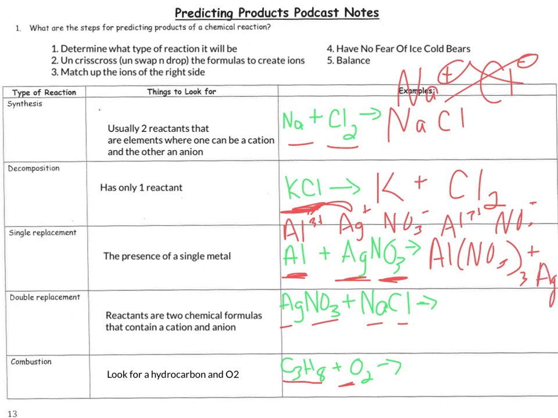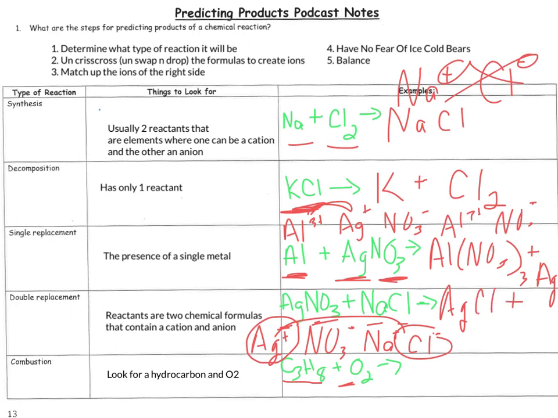Okay, double replacement, typically a little more challenging, but this is the bonding unit all over again. So I'm going to uncrisscross all those. There's my silver, it's got a +1 charge, and my nitrate, NO3, with the -1. Sodium chloride, sodium's got a +1 charge, chlorine's got a -1 charge. And so now I'm just going to swap that cation and that anion. They're both +1. It makes this easy. So this is AgCl.